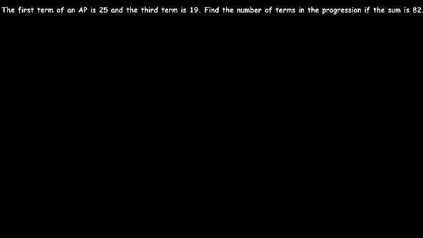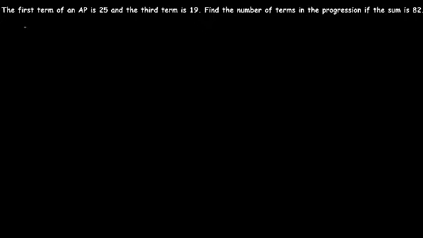So let's begin with the first problem, and here it is. The first term of an AP is 25 and the third term is 19. Find the number of terms in the progression if the sum is 82. So let's try to handle this problem.